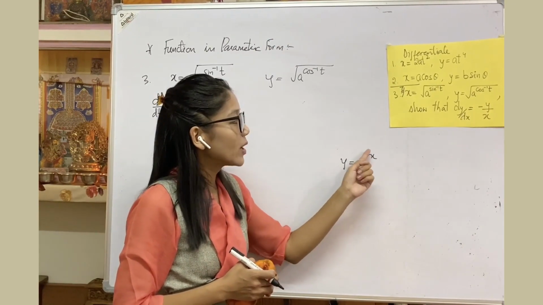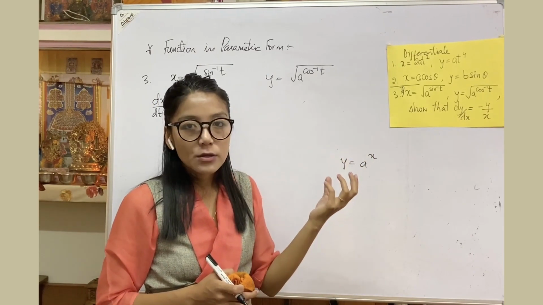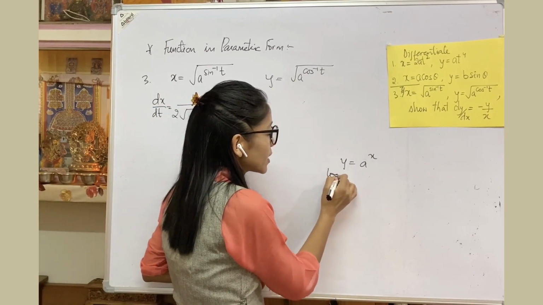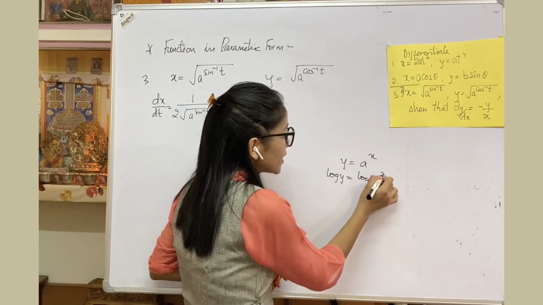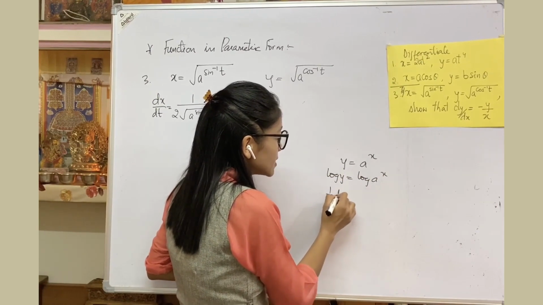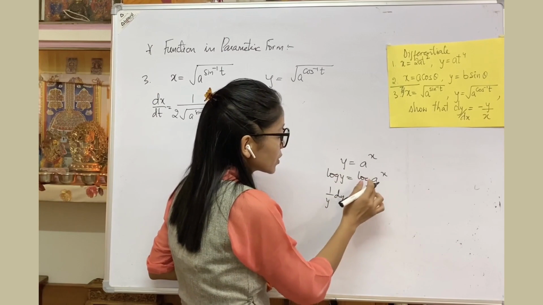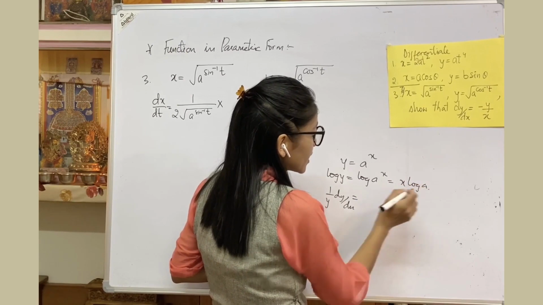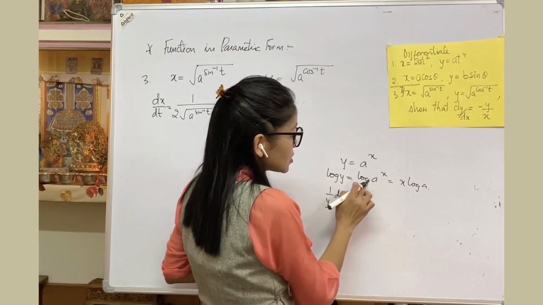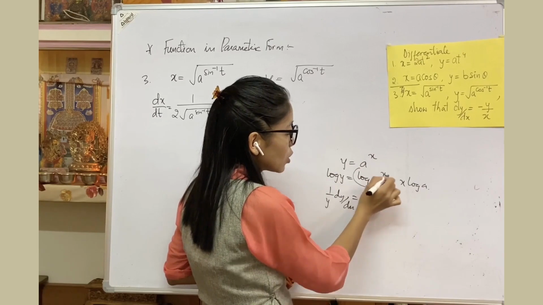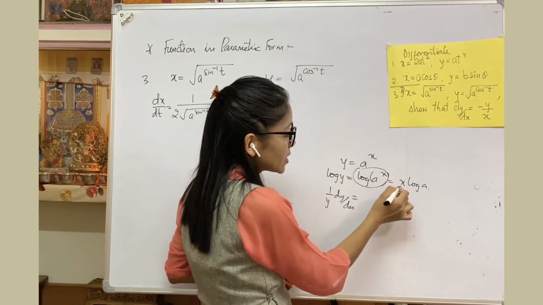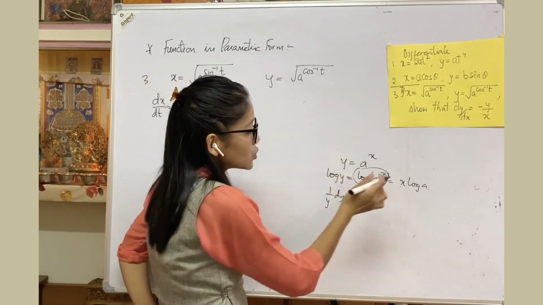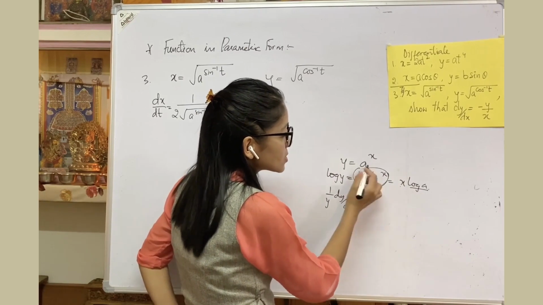Now you know that whenever you have a function whose power is x, how do you differentiate that? Using the property of log, if you remember. So you can write log y is equal to log of a raised to x. So that is 1 upon y dy by dx is equal to, using the property of log, a raised to x means you write the power before, so x into log a. Log a is constant, a is constant.